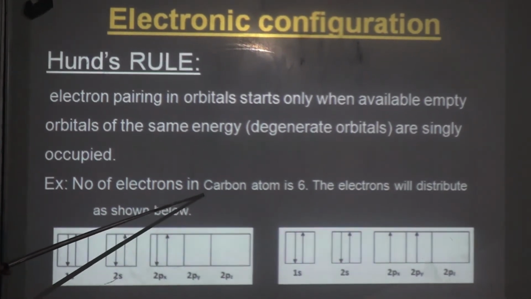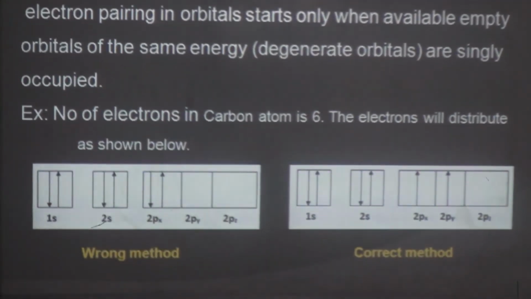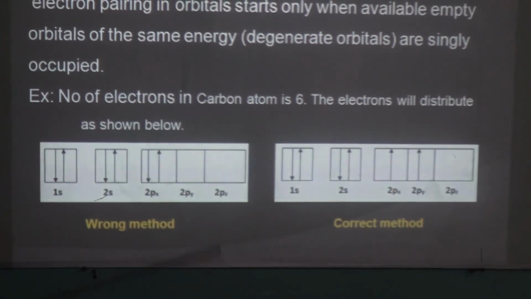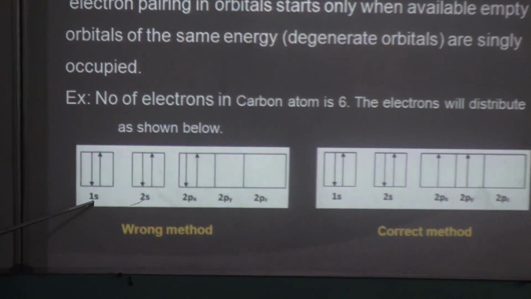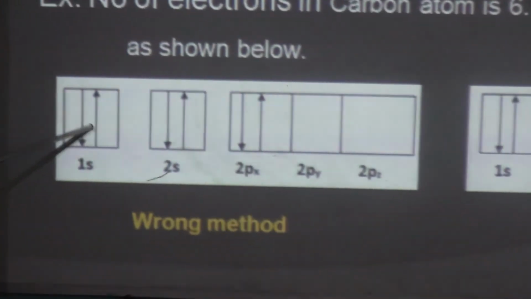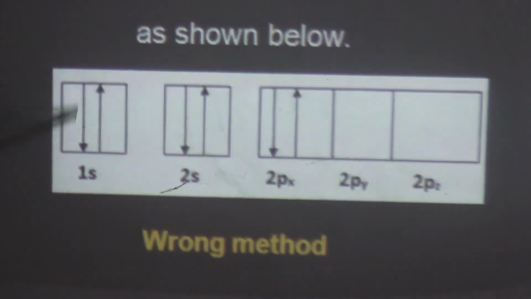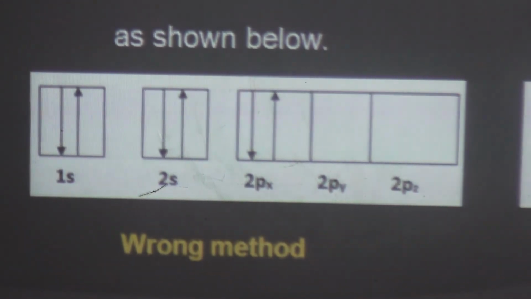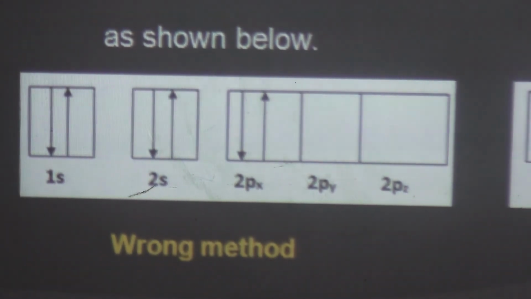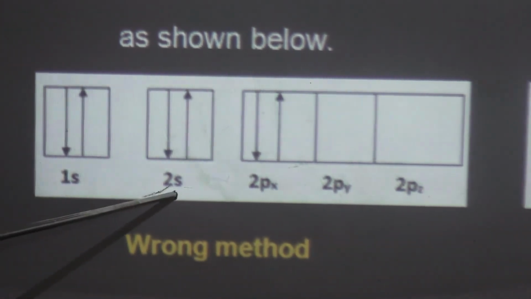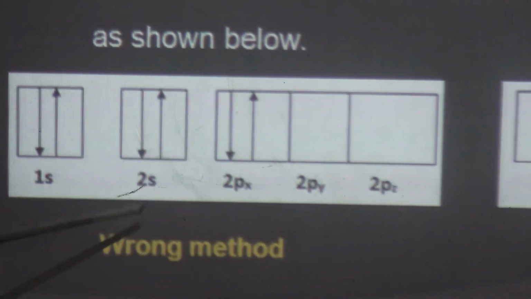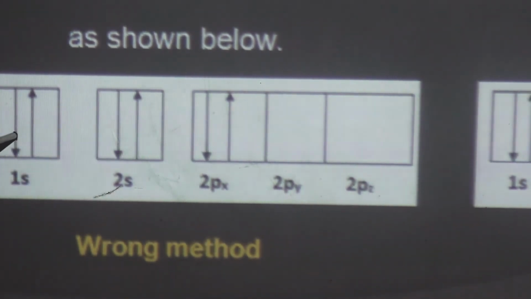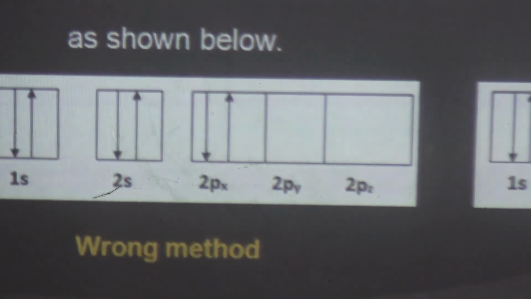Take carbon. Carbon consists of 6 electrons. How to accommodate the 6 electrons? First, the lowest energy level is 1s. In 1s you can accommodate 2 electrons, so the arrow marks are different. That means one indicates the clockwise spin, another indicates the anti-clockwise spin. Next after 1s, the second one is 2s. 2s can accommodate 2 electrons. Totally, 2 electrons here and 2 electrons here, so a total of 4 electrons are completed.